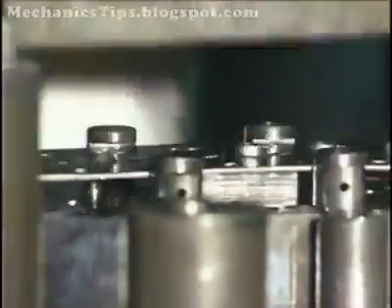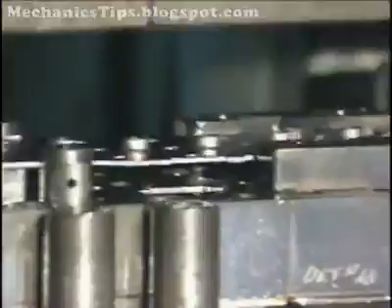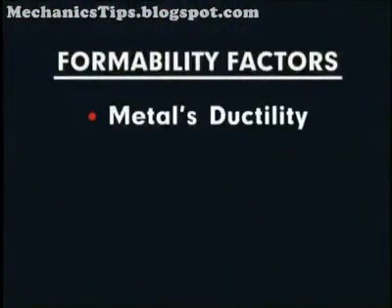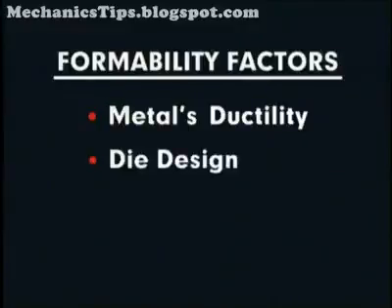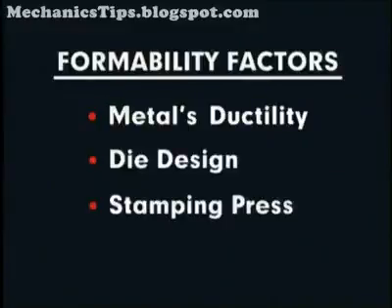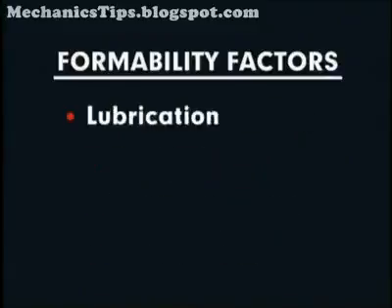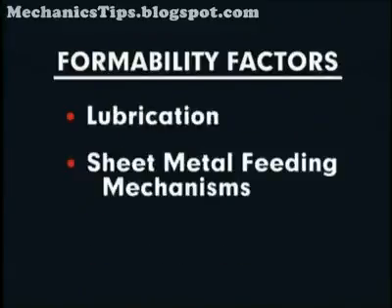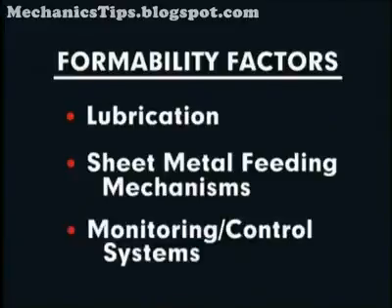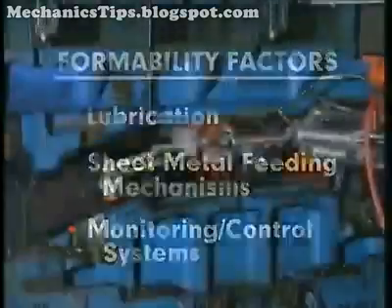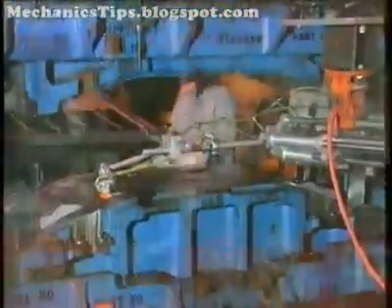Part shape largely determines the relative severity of the sheet metal's formability, especially where drawing and stretching occur. But other factors also influence formability. Those include the ductility of the metal, the die design, the stamping press, press speed, lubrication, the sheet metal feeding mechanisms, and monitoring systems and controls which safeguard and synchronize the operation. Because of these various factors, formability differs from one part or operation to the next.